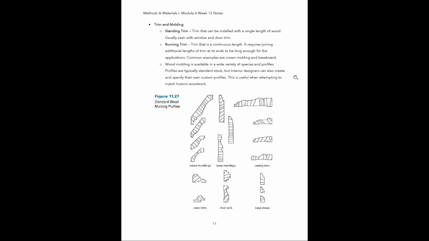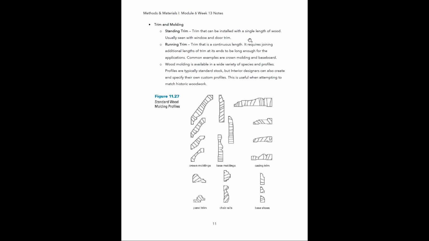All right, now let's talk about trim and molding. So the first type of trim that we have within an interior space is what's known as standing trim. This is trim that can be installed with a single length of wood. Usually this is going to be seen with window and door trim.